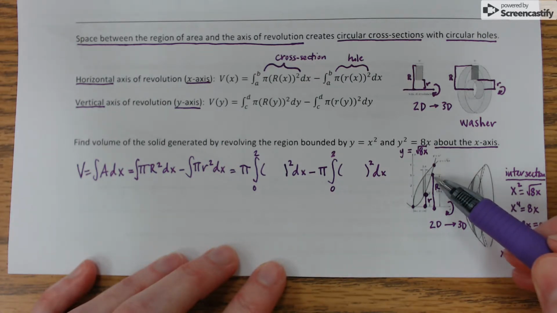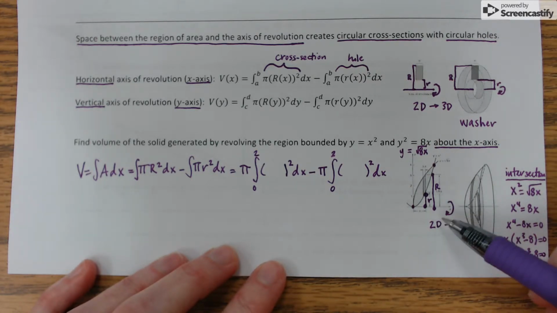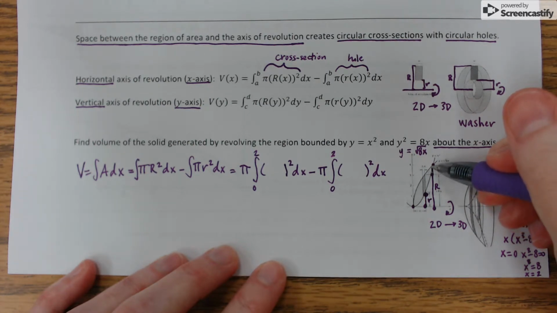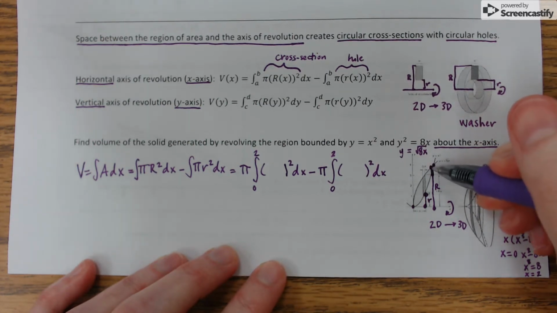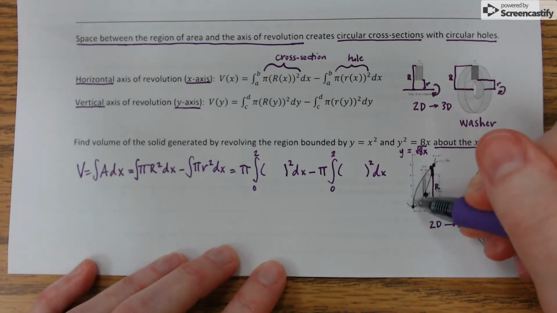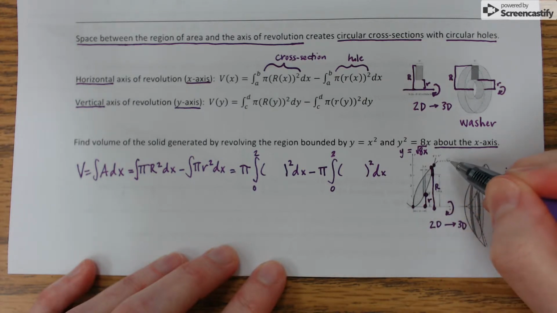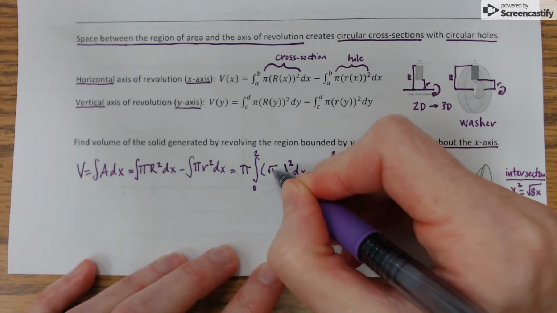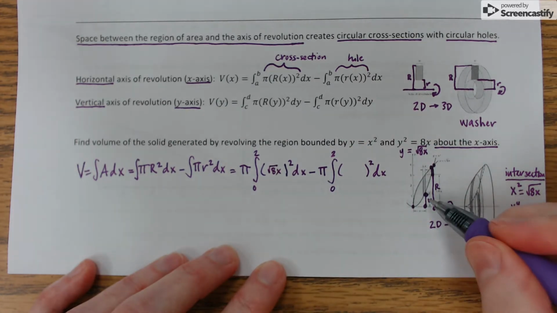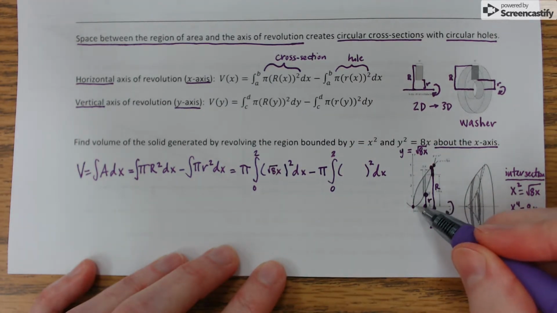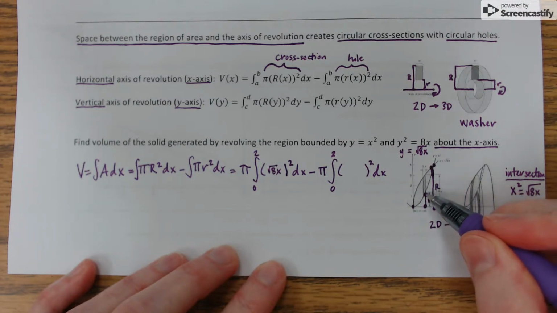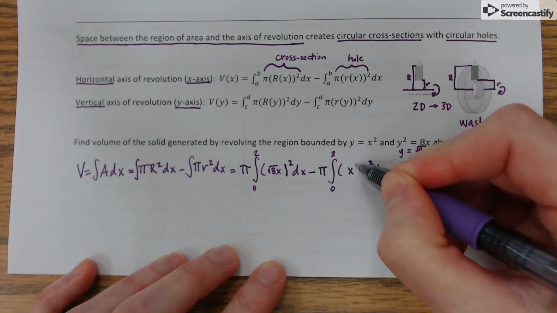The big R, or the radius of the larger object, is created by the function that revolves around the x-axis. And I haven't quite drawn the point all the way to where I should have. So that is controlled by the greater function, or the top function here. And it looks like it's labeled as the square root of 8x function. So that's what we'll put in for our big R. And then the radius of the hole, or little r, is controlled by that lesser function that's on the bottom, and that is our x squared parabola function. So we'll put that in for little r.